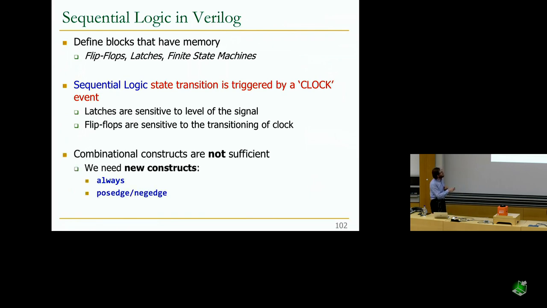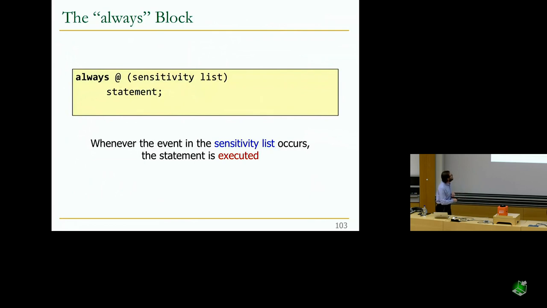So there are two new constructs that we're going to see. One is always, and the other is positive edge and negative edge. So now you can imagine what these are. Positive edge: at the positive edge of a signal, we're going to do something, right? At the transition of a signal. We didn't know how to say that before. Negative edge is also when the signal falls from 1 to 0, you do something. And always describes when we do this. Basically, this is the block that enables us to describe when a statement should be executed. This is a very powerful block in Verilog. It says, always under these sensitivity conditions, execute the statement. Whenever the event in the sensitivity list occurs, a statement is executed. And there could be many, many events that you can list over there.